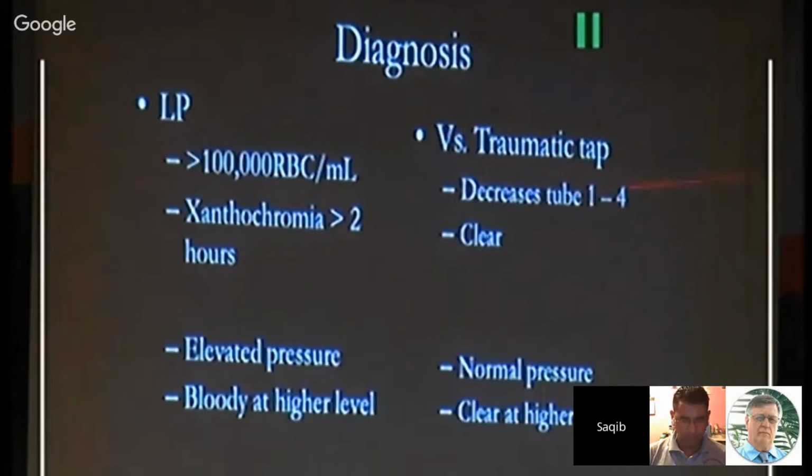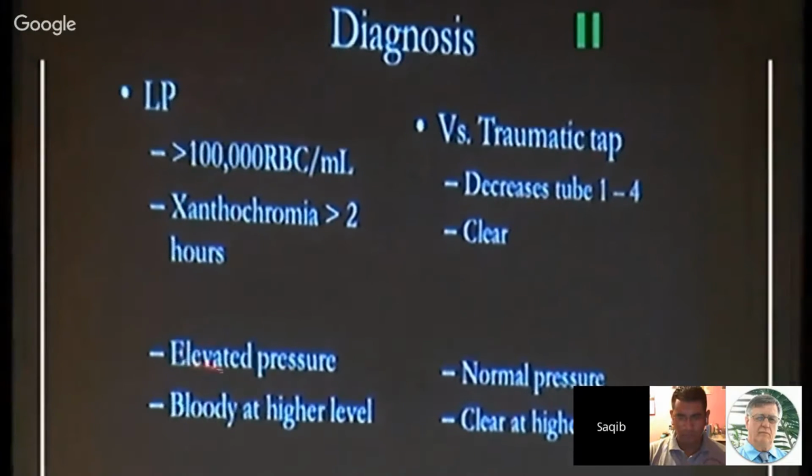If you compare that to a traumatic tap, so that's when the medical student or intern shish kebabs a patient, you can get a traumatic tap, and the way to differentiate the two is that between tubes 1 and 4, there should be a very obvious decrease in the number of cells, and the supernatant, after it gets spun down, the cerebral spinal fluid should be clear. So both of those things can be helpful.